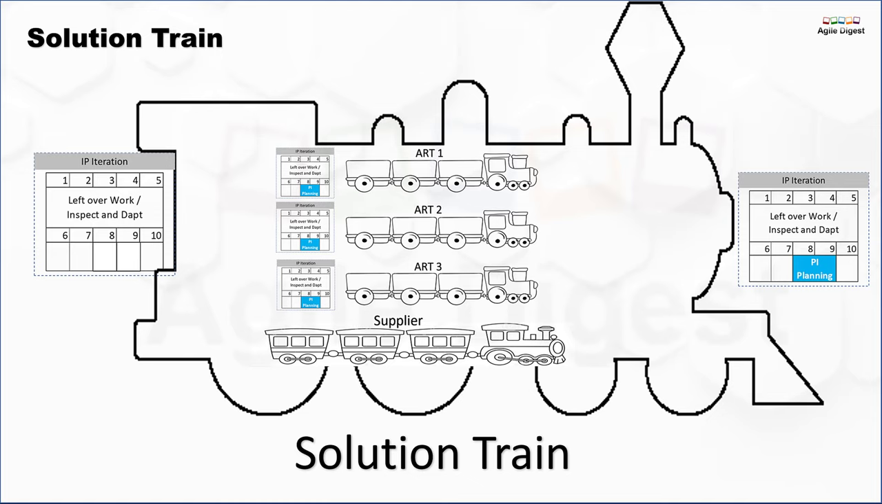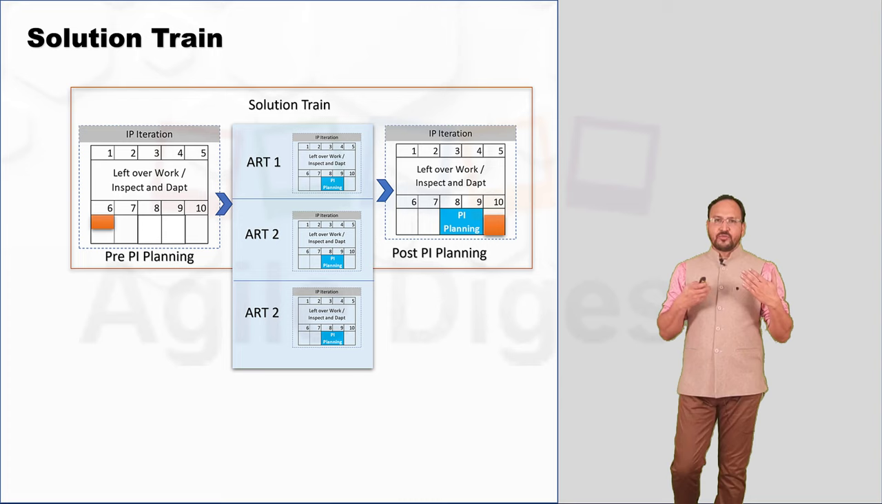Now if you are doing the 8th and 9th day as the ART level PI planning, we need to do some pre-PI planning at the solution level, and that we do on the 6th day of the IP iteration. That's pre-PI planning, and after that, the PI planning is done at the ART level. At the solution level, we do a post-PI planning, and if you look into the framework, the large big picture, you can see at the solution level, the vertical bar you have for PI planning, you have pre and post for your solution layer.